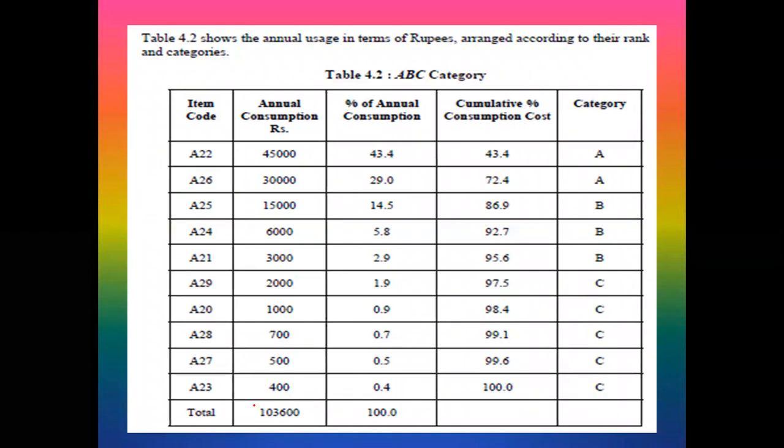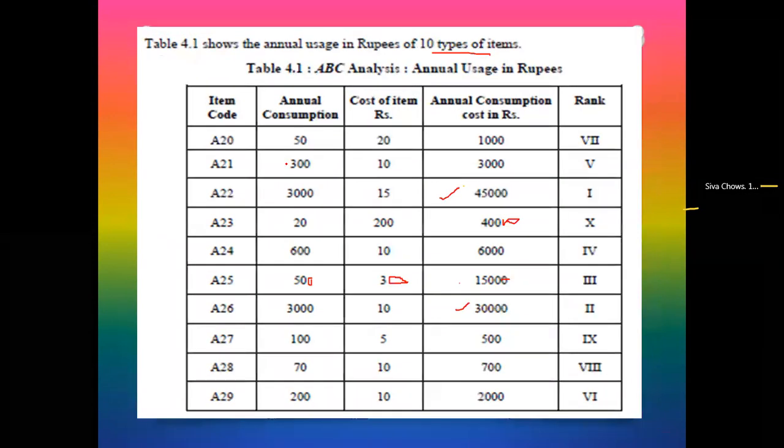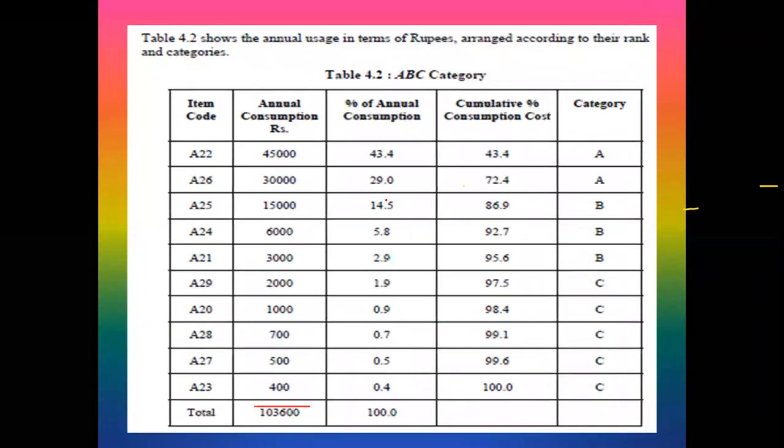Then what is the total cost? Write down the amount. Then the annual percentage of annual consumption, what percentage of consumption is done. So 43.4, how? This should be divided: 33,000 into 15, if you divide by 1000 you get 100. So you are getting 43.4 as the annual percentage of annual consumption.